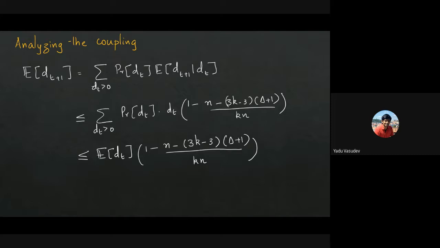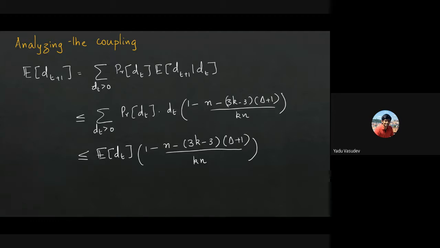You can write the expectation of dt plus 1 using the conditional probability, right? This is where you're going to put in that value. So expectation of dt plus 1, you can use the conditional probability to write it as summation over all the dt values greater than 0, probability of at the tth step, the difference being dt, and the expected value of dt plus 1 given dt. It's just writing the expectation using the conditional expectation, just like what we saw earlier.